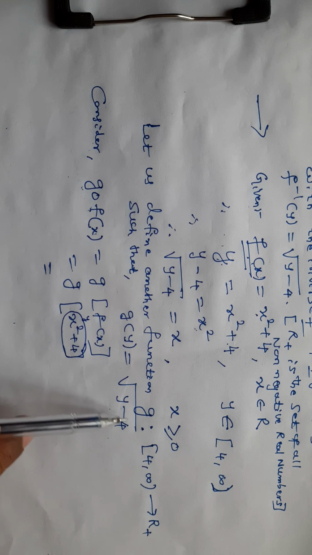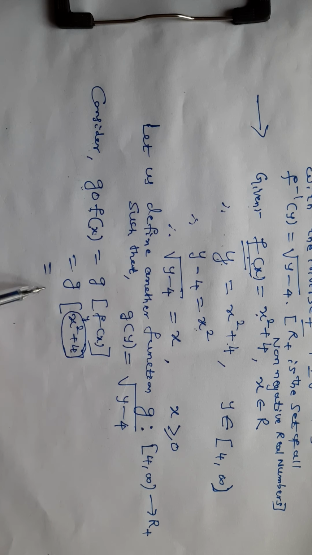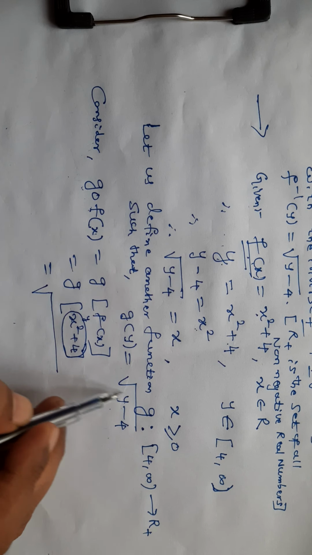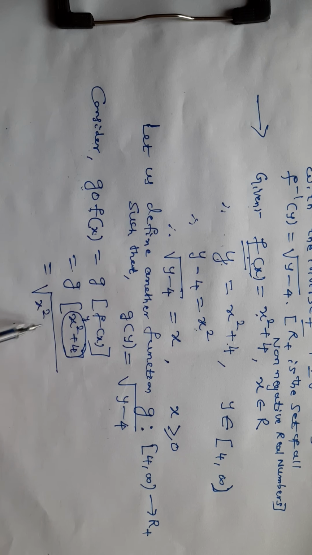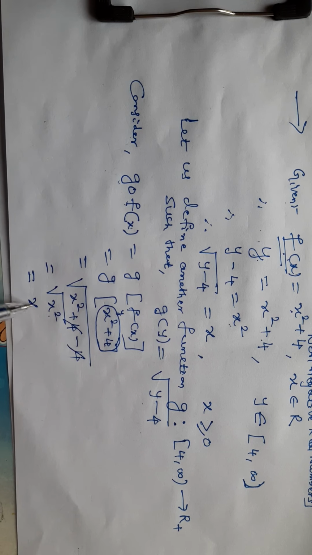Square root of y minus 4. What should I write? Instead of y, I substitute x square plus 4. Here, square root of, don't write y; instead of y, I have x square plus 4. I have written y minus 4. Is it clear? Okay, square root of, I got x square. Square root of x square is what? x, because square root of x square is x.